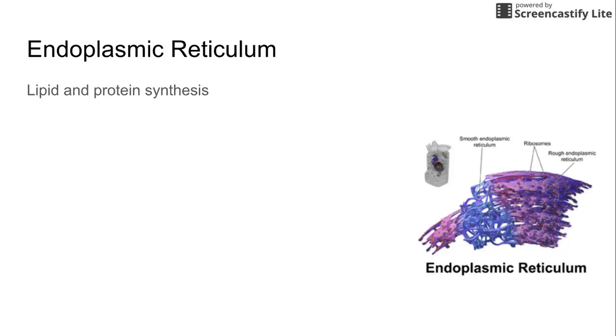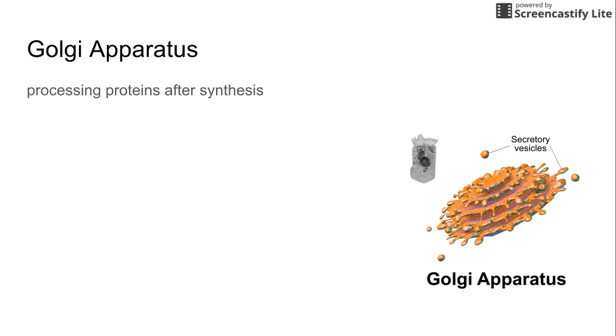The endoplasmic reticulum has a smooth and a rough area, the rough being the one with the ribosomes attached, and this is where lipid and protein synthesis can occur. The Golgi apparatus is where proteins are processed after the synthesis.